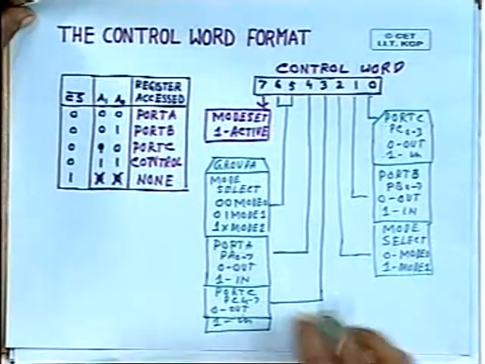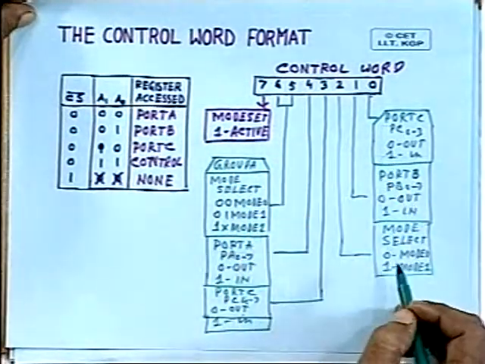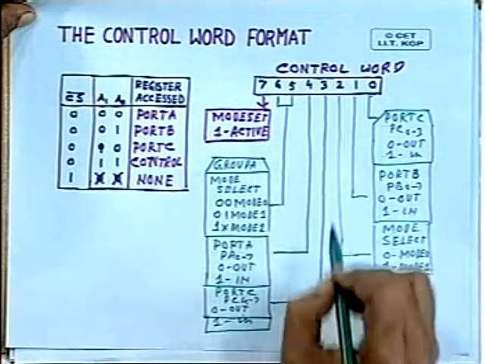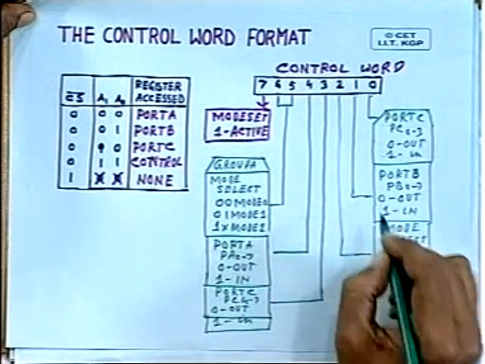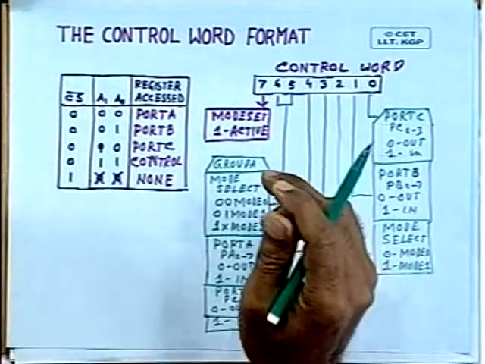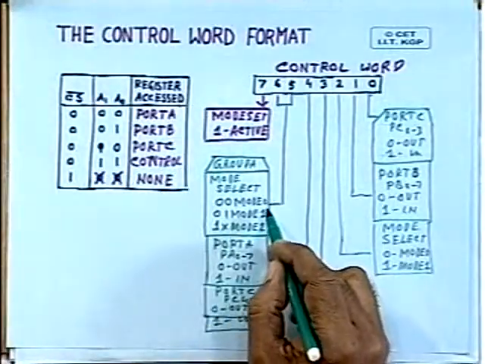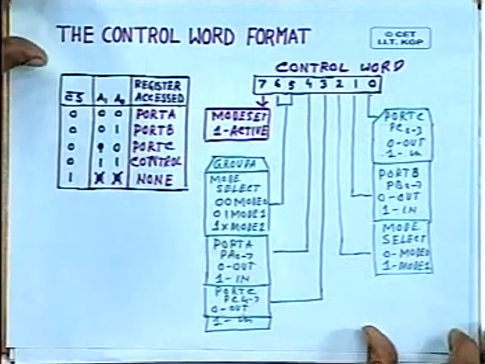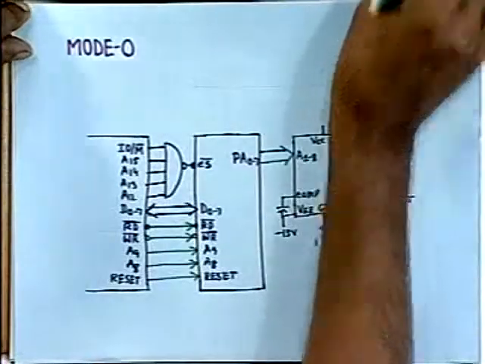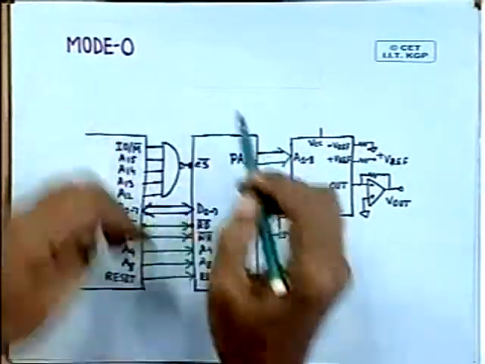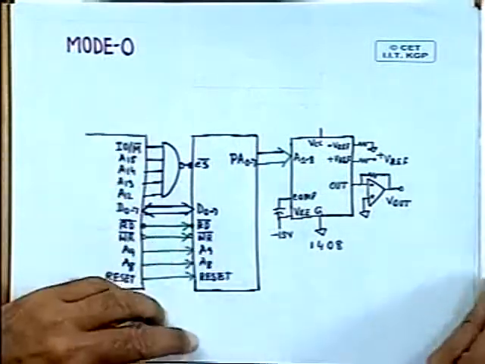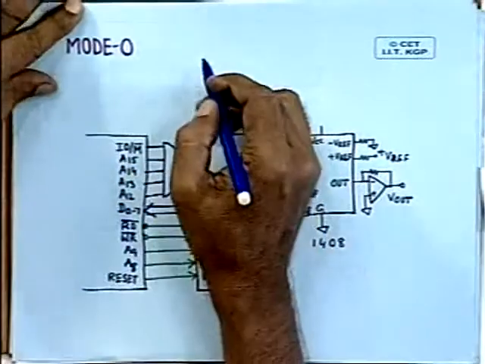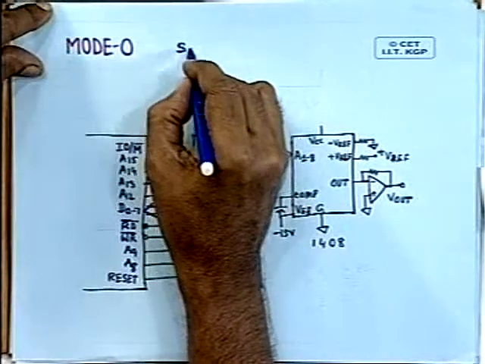So this is the control word format of 8255, and we shall see how we can use this 8255 in different modes, mode 0, mode 1 and mode 2. Let us explain the operation of these three different modes, mode 0, mode 1 and mode 2, one by one. In mode 0, it is essentially simple I/O.